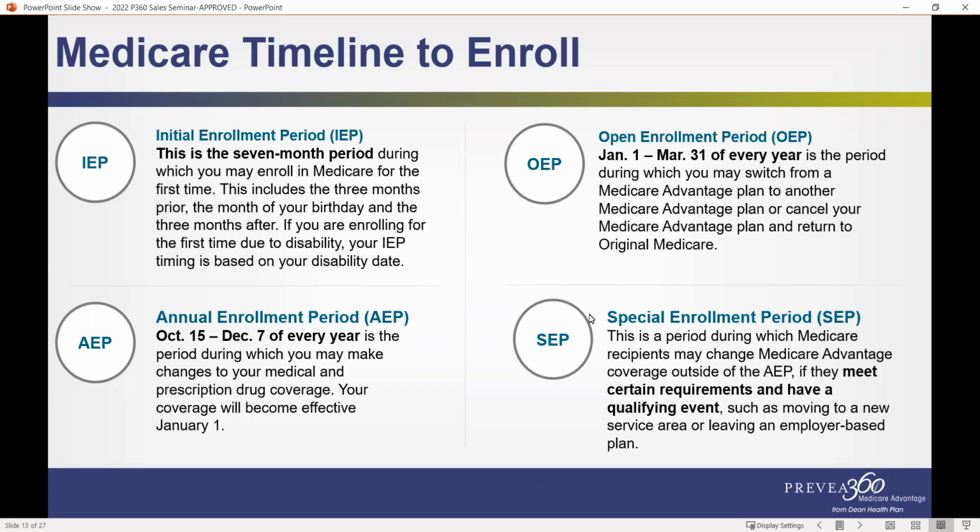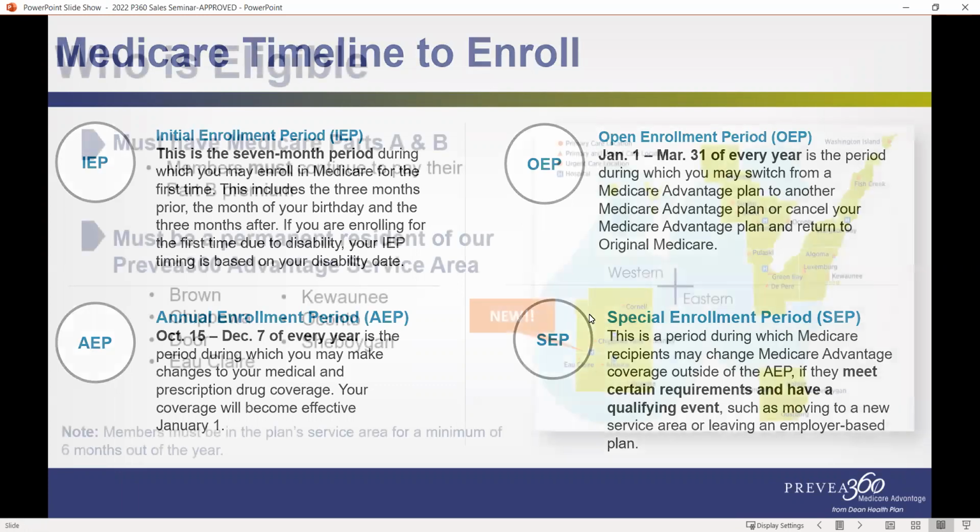And then special enrollment periods, there's a number of special enrollment periods. We just talked about extra help and having a special enrollment period for that. Some other ones are if you retire and you leave employer coverage, that's a special enrollment period to sign up for a Medicare plan. Another one is if you make a permanent move out of your current plan service area, you have a special enrollment period to join a plan. There's a number of other special enrollment periods as well.